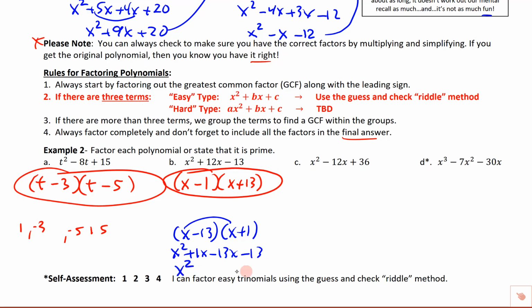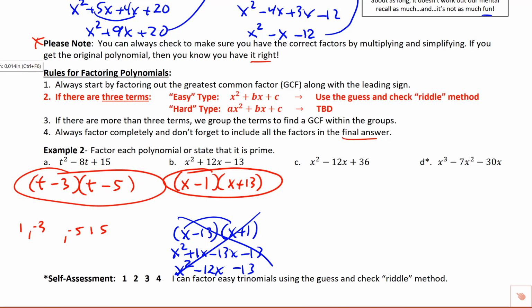So this part and this part, those are totally okay. We've got an x squared and we've got a -13. But watch what happens when we combine these together. We get 1 minus 13, so that would be -12x. Notice that it doesn't match up right, so this would not work. You can always multiply together and double check and see if you got it right.